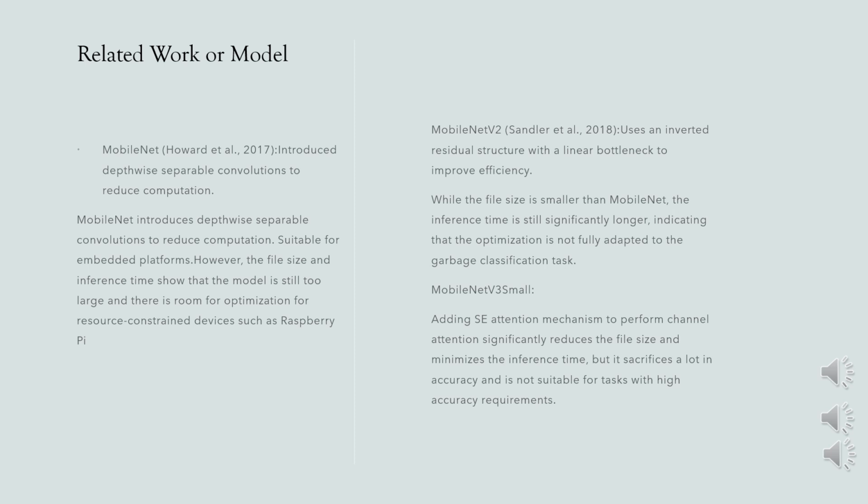So we can see the related work of the models. There are three models. The first one is MobileNet. MobileNet introduces depthwise separable convolutions to reduce computation, which is suitable for embedded platforms. However, the file size and the inference time show that the model is still too large, and there is room for optimization for resource-constrained devices such as the Raspberry Pi.